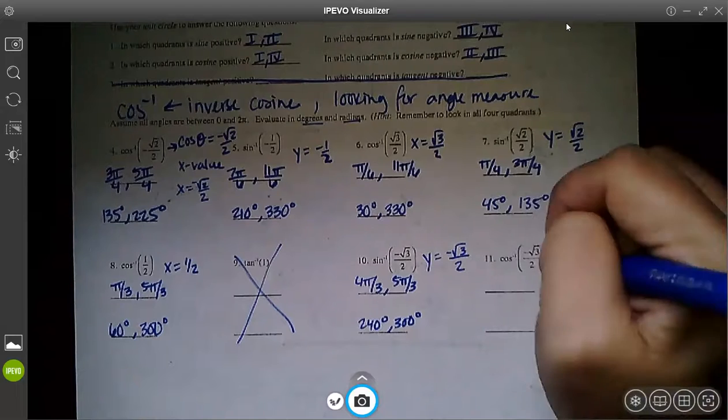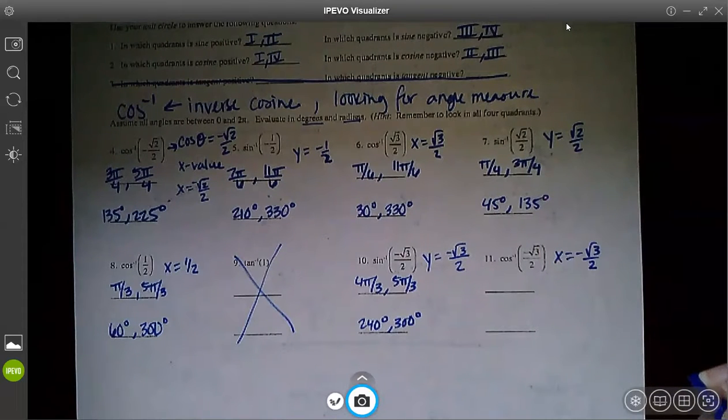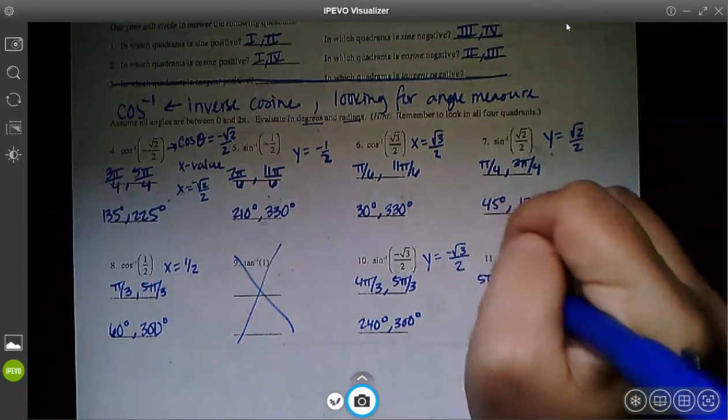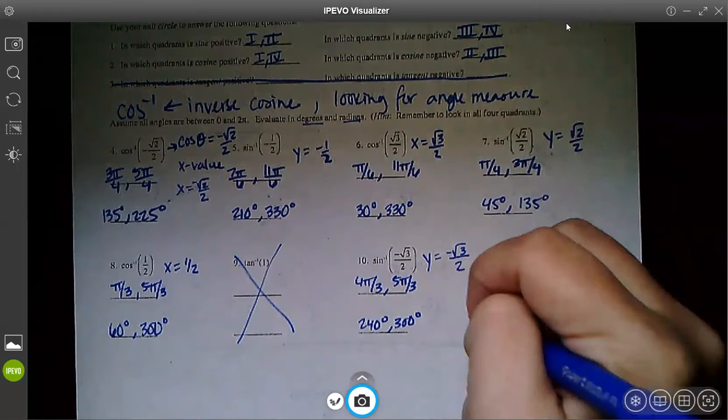And then cosine, that's your x value. Where is x equal to negative root 3 over 2? X is negative in quadrants 2 and 3. So x is negative root 3 over 2 at 5 pi over 6 and at 7 pi over 6, which are 150 degrees and 210 degrees.